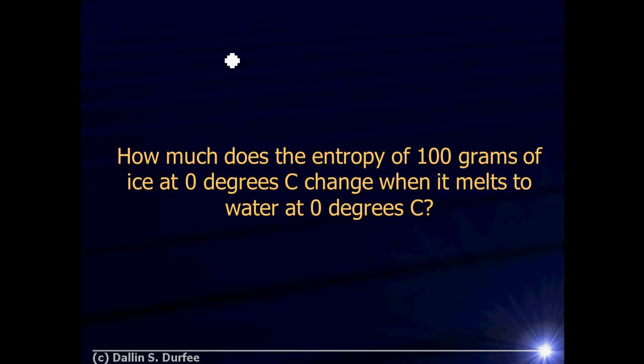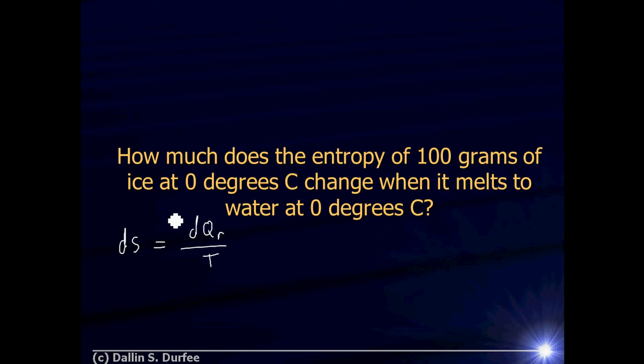How much does the entropy of 100 grams of ice at 0 degrees C change when it melts to water at 0 degrees C? We don't have a formula for this, but we have our standard infinitesimal change in entropy: the heat that flows in reversibly divided by T. Is this a reversible process, or do I need to find a reversible process to get from the initial to the final state? This is a reversible process.